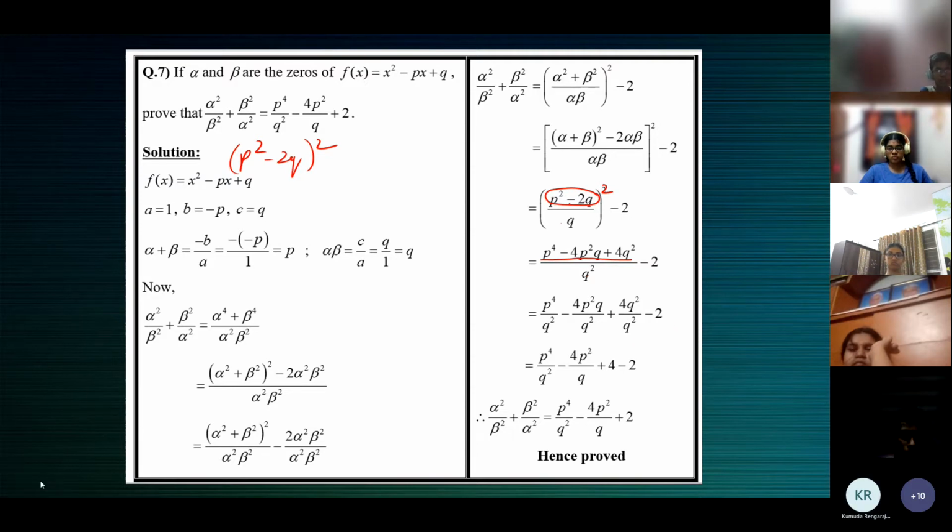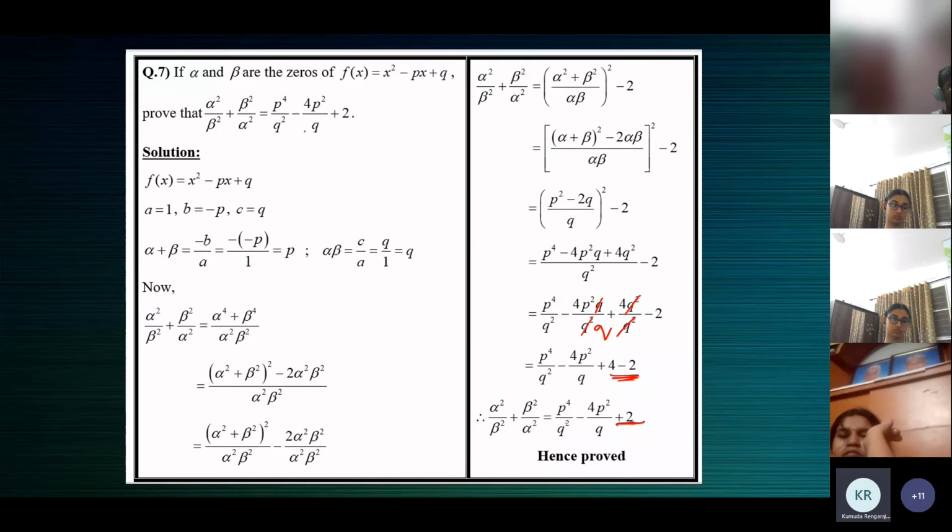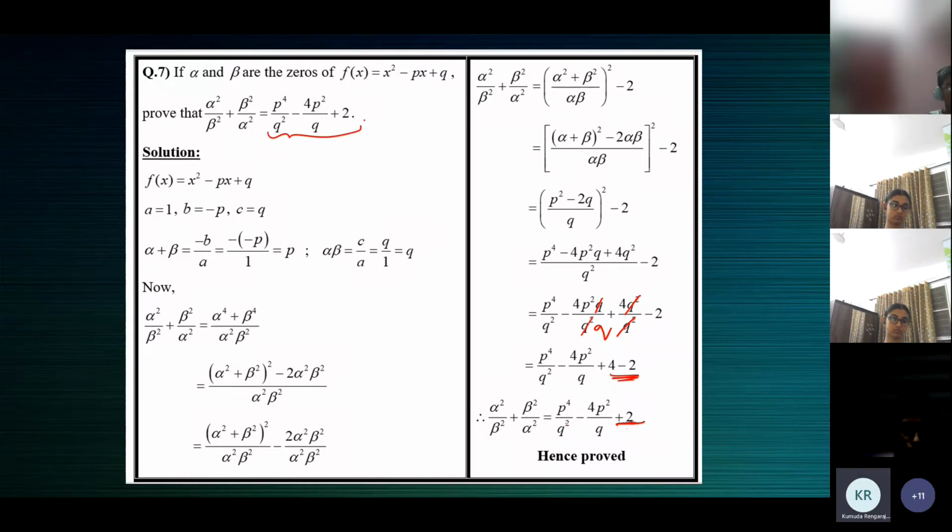So here Q square and Q square will get cancelled. Here this Q and Q square will become Q. So you will get P to the power 4 by Q square minus 4P square by Q plus 4 minus 2. On simplifying, plus 4 minus 2 is plus 2. So P to the power 4 by Q square minus 4P square by Q plus 2. And that is the RHS.